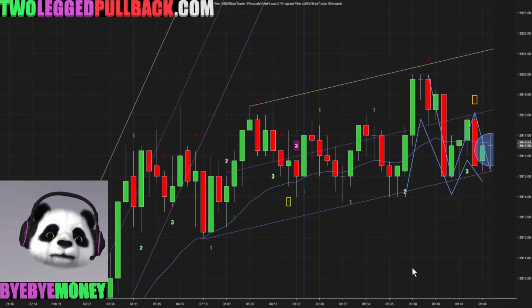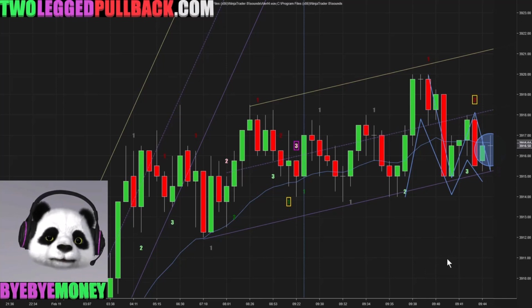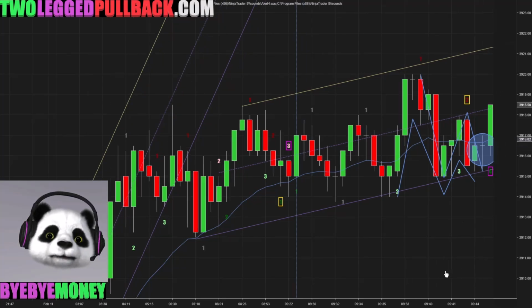So for me, would I take this trade? In this scenario, I think there's enough here to go long. And so let's see what happens. Boom. In one candle, we make our scalp, and it's an absolute scalp.